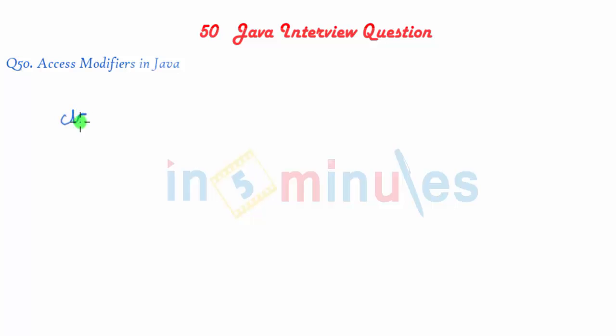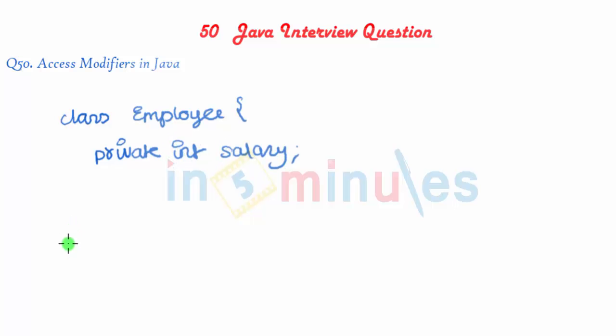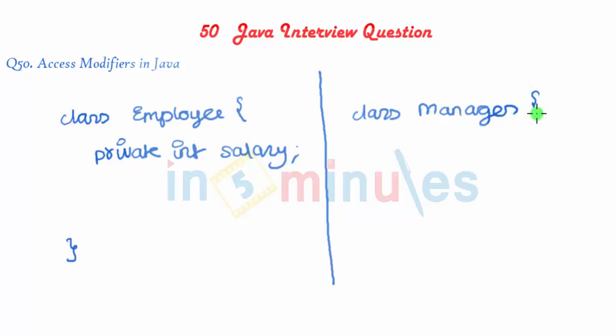Suppose you have a class, let's say Employee. Each employee has his or her own private int salary. Now you want to access this salary from a different class. Let's say there is another class which is class Manager. Here we are not extending Employee, but you want to access this particular salary over here in this class. So how do you do it? So of course the answer is getters and setters.